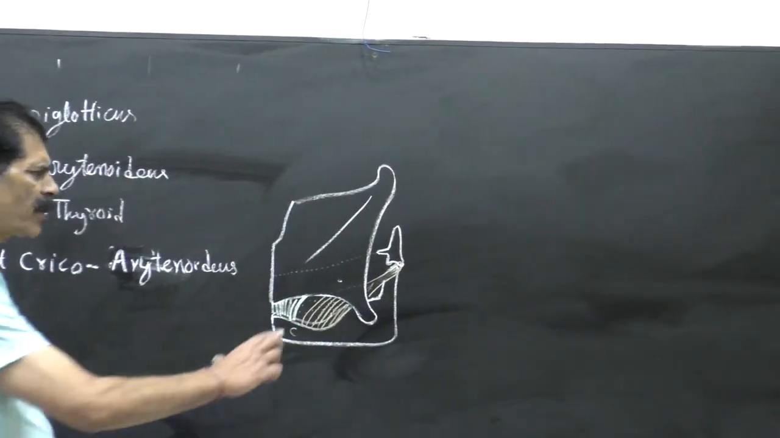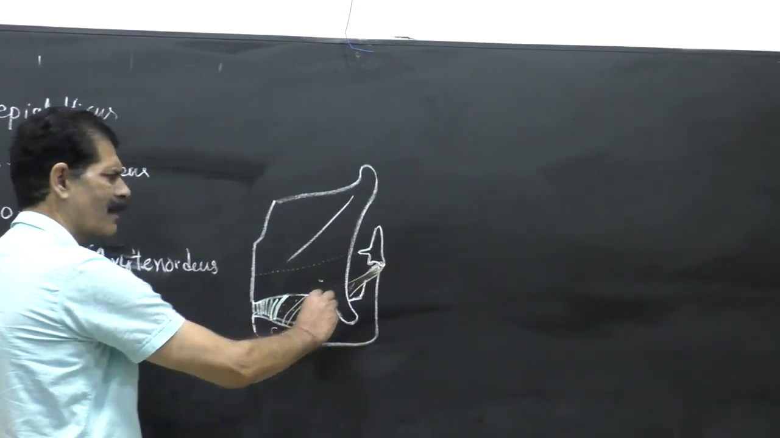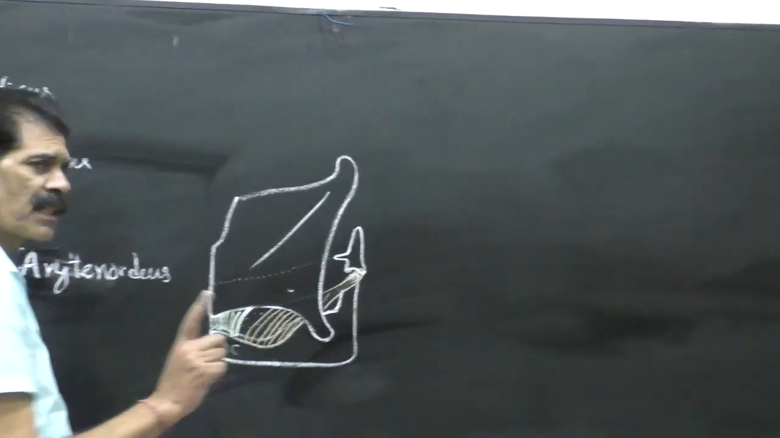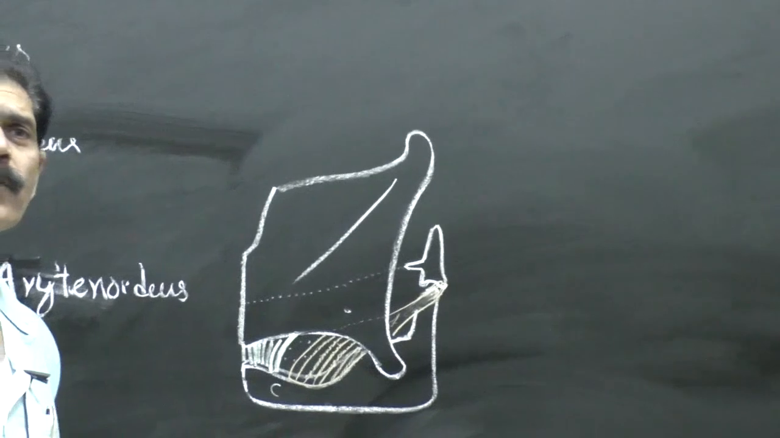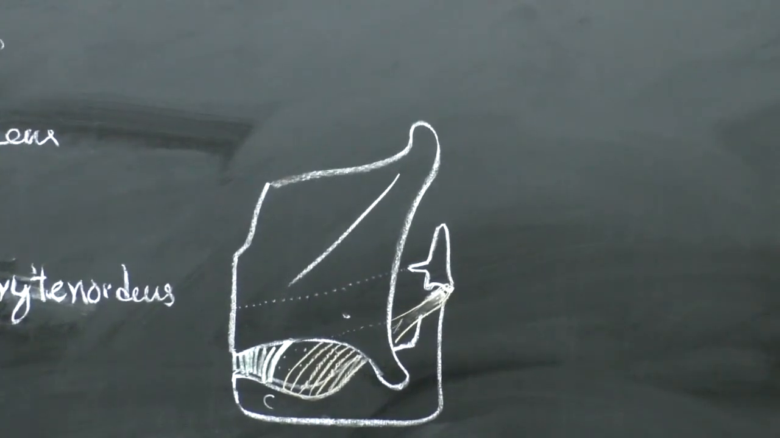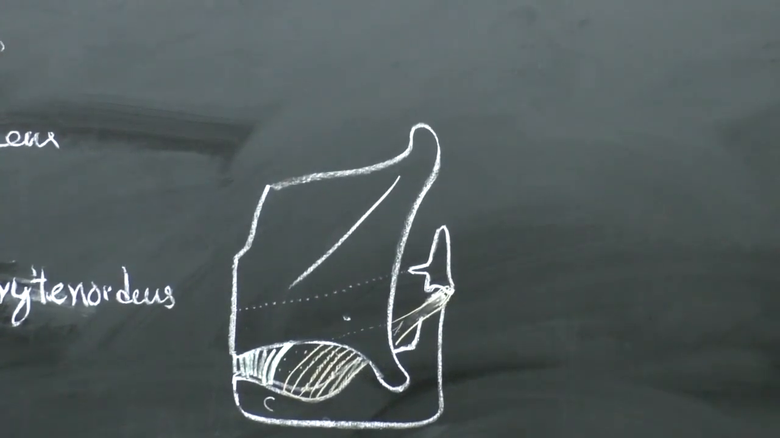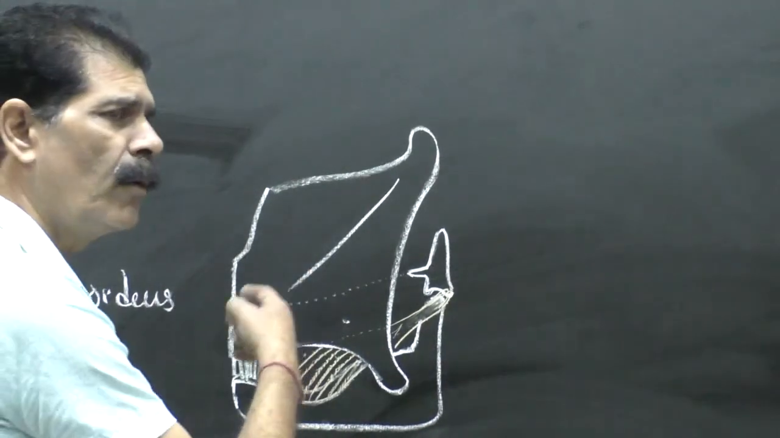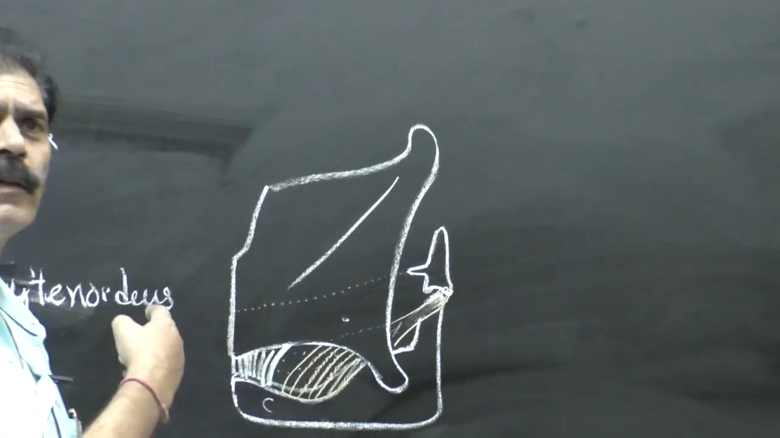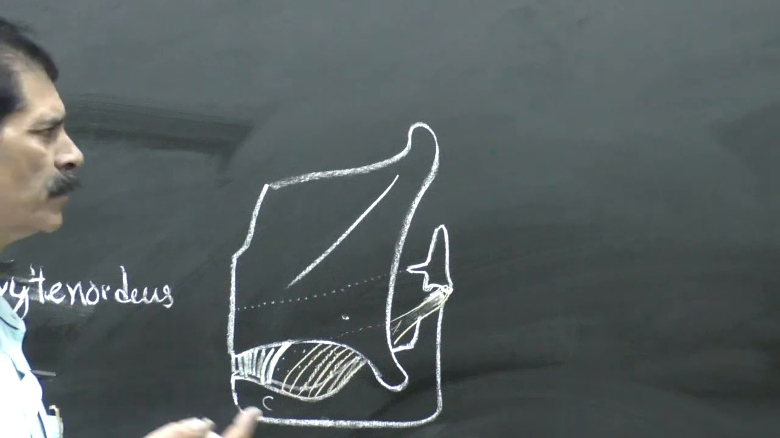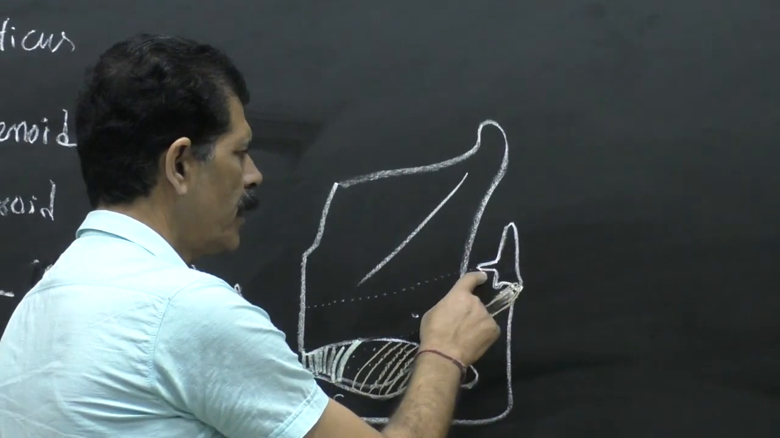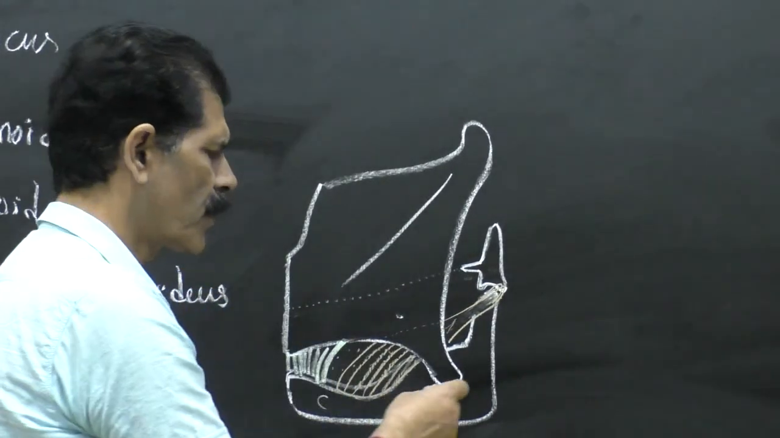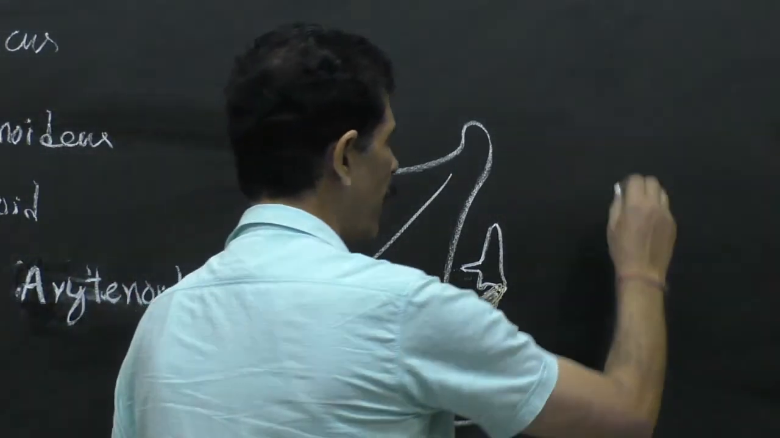So what will be the action? Whenever this muscle contracts, the cricoid is fixed. What will move? The muscular process of the arytenoid cartilage. In which direction will it move? It will move laterally. And the arytenoid cartilage is attached to the vocal cords. So how do we show the action of this muscle?